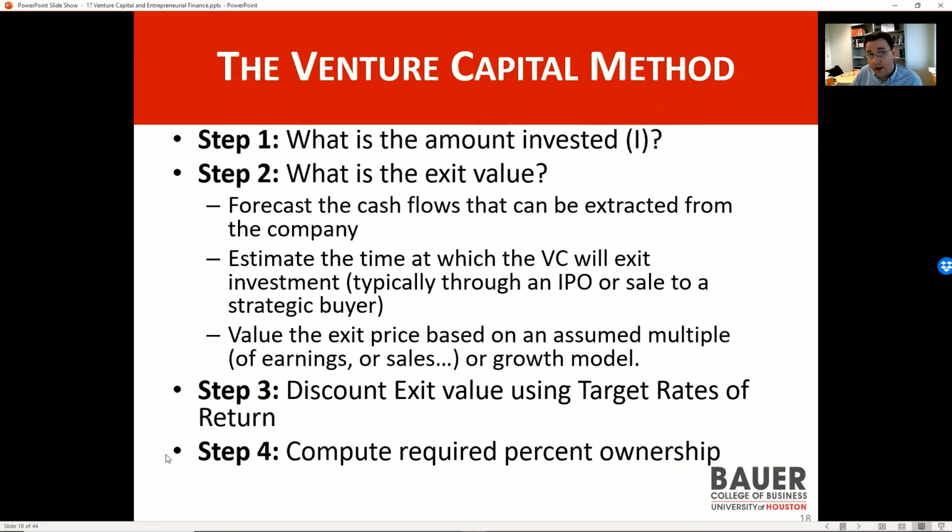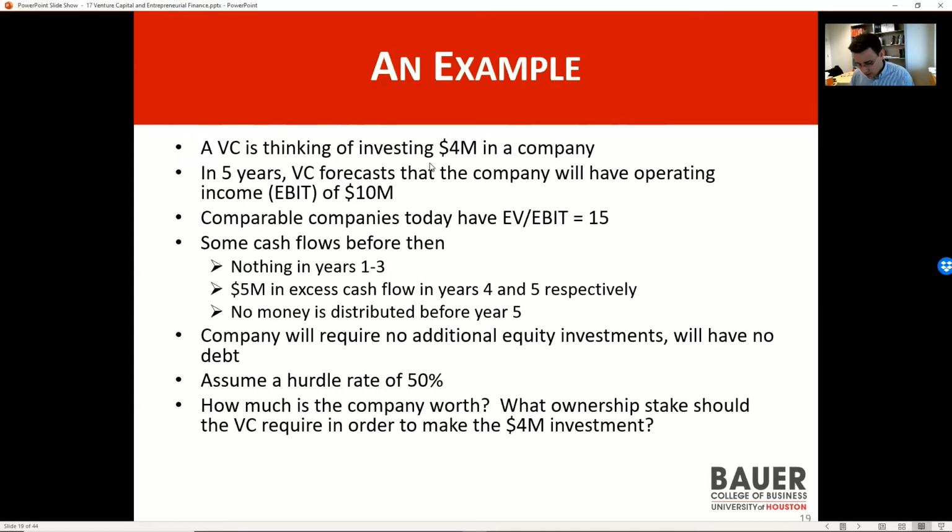Step 4 is going to compare the value of the company with how much the VC puts in. If the company's worth 100 and I put in 10, then I should get 10% of the ownership. Let's just do an example, make sure that we're all on the same page here. The VC is thinking about investing $4 million into a company.